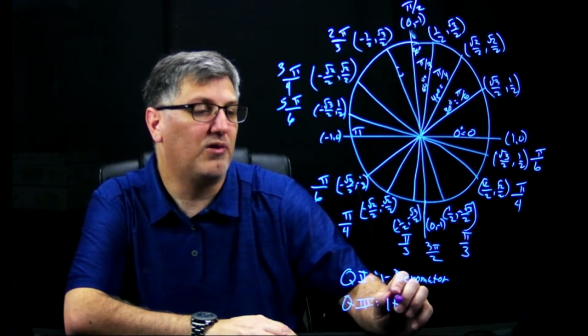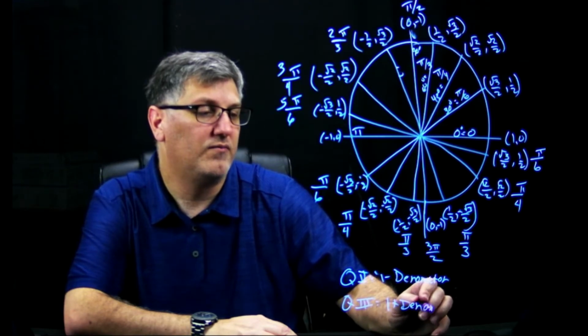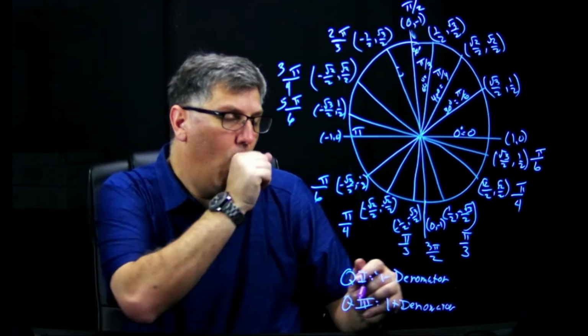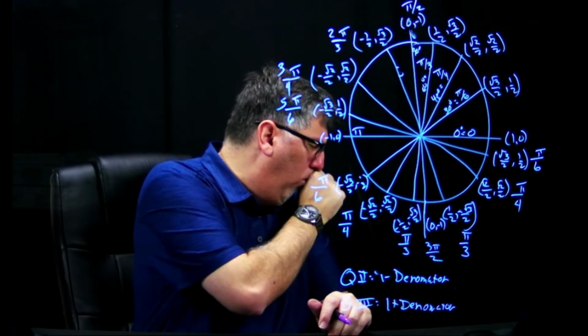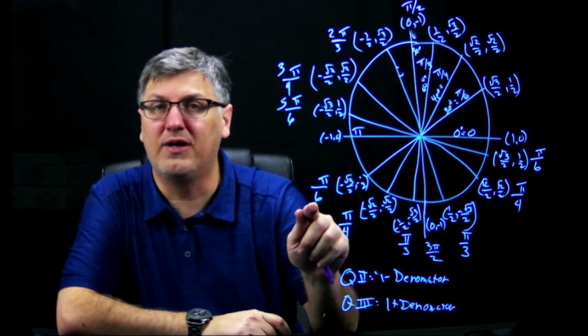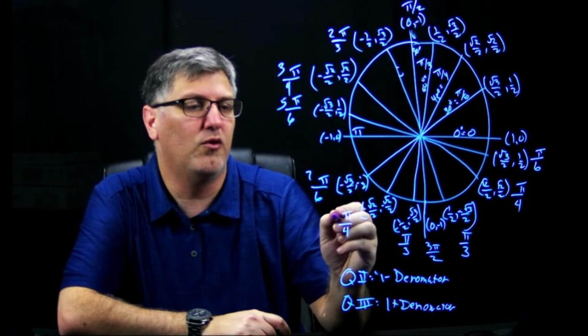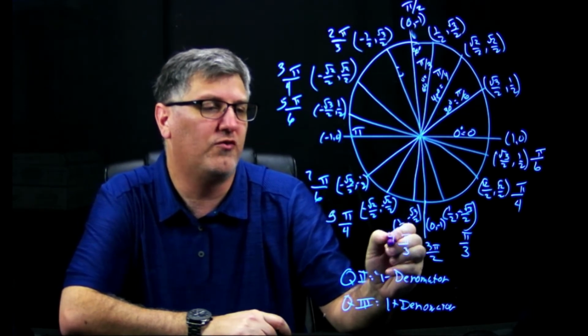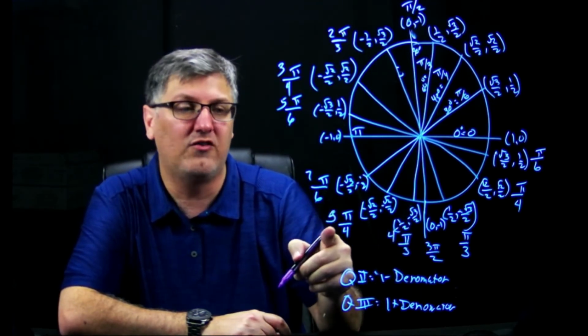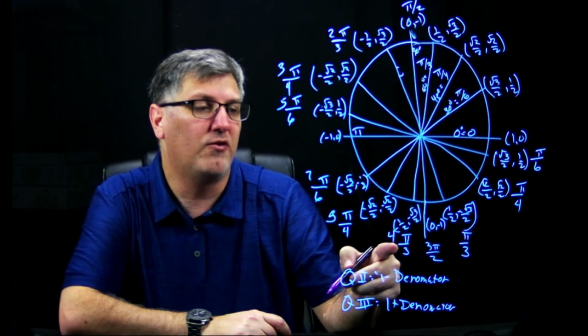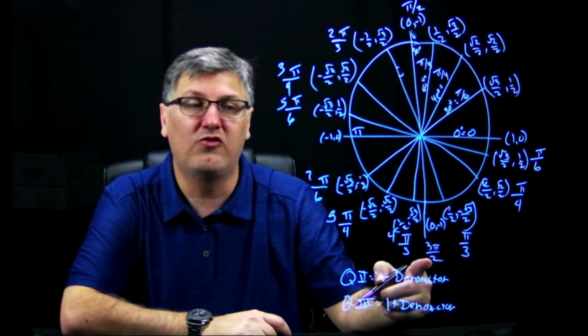All right, so quadrant 3 is going to be 1 plus your denominator. So this becomes 6 plus 1, this is 7. 4 plus 1, this is 5. 3 plus 1, this is 4. So this is 7 pi over 6, 5 pi over 4, 4 pi over 3. Now we have 3 pi over 2.